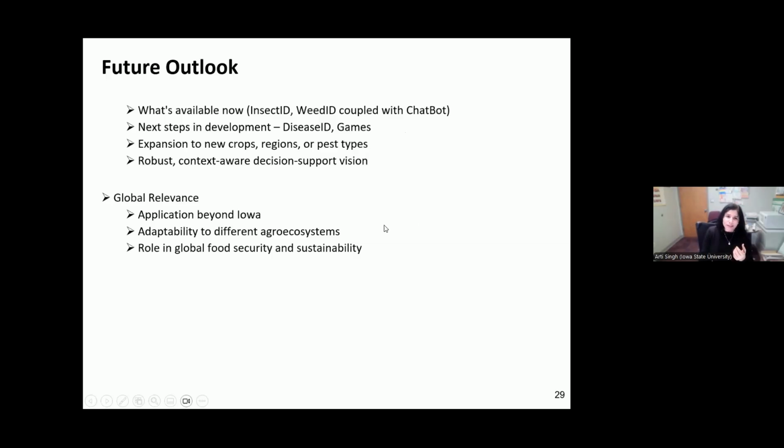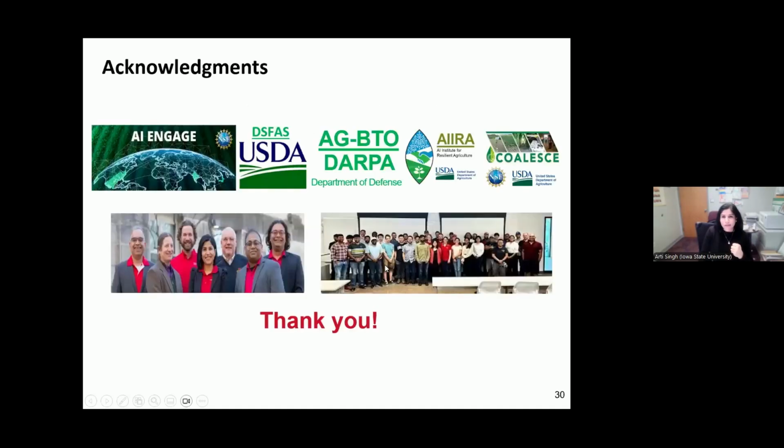In global relevance, as I said, we recently received an NSF award called AI Engage. We are working with Australia, Japan, and India, partnering to increase the database for disease, because this is a very relevant problem and our farmers are requesting us to create this app. We are also working on how we can scale these to different ecosystems so that they play a role in global food security and sustainability.